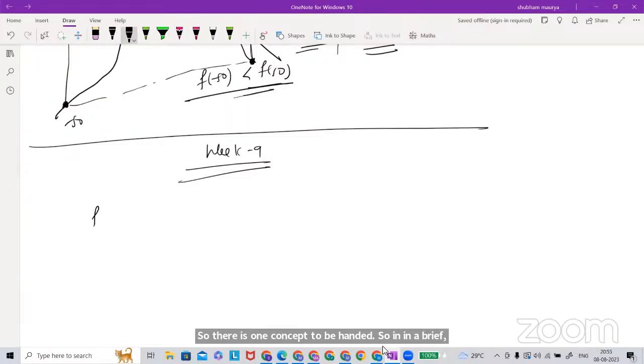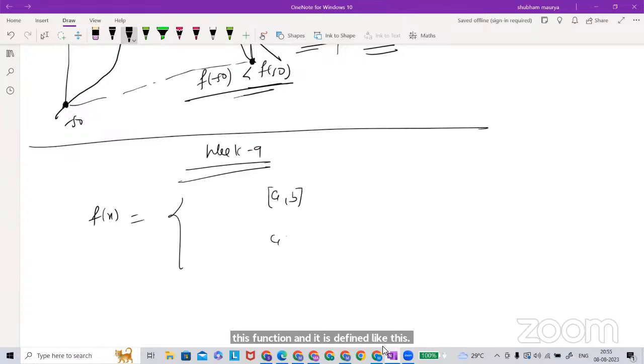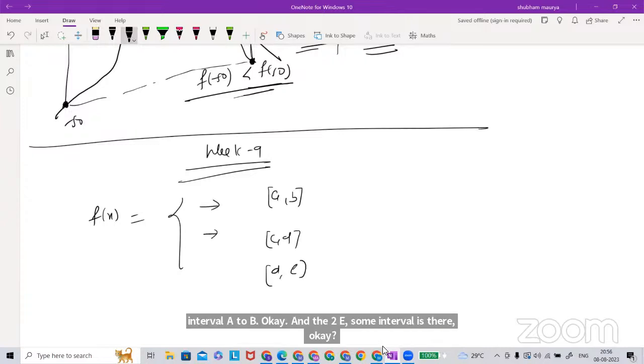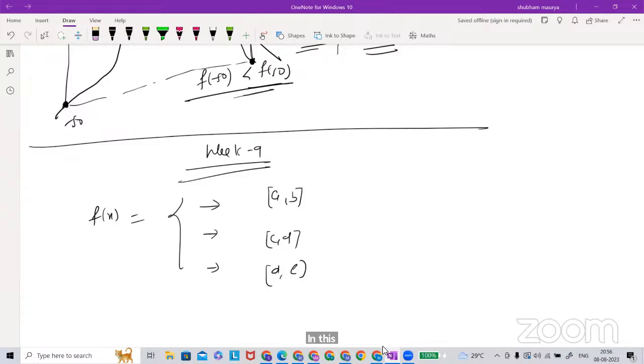If you have a function f(x) and you differentiate this function, suppose the derivative is less than zero or otherwise. Suppose the function is defined on some intervals, a to b, c to d, and d to e. In this interval the function is defined like this, and we'll discuss that.